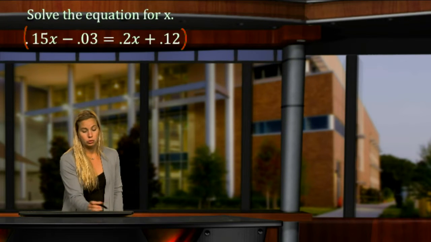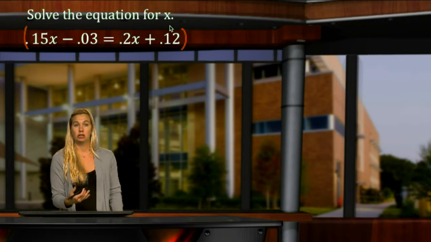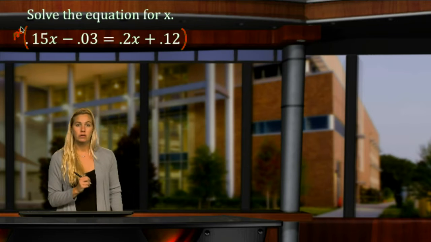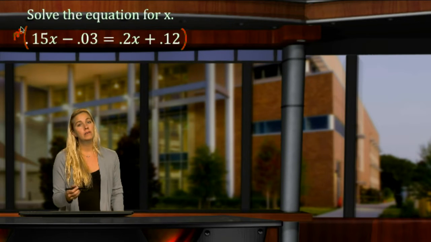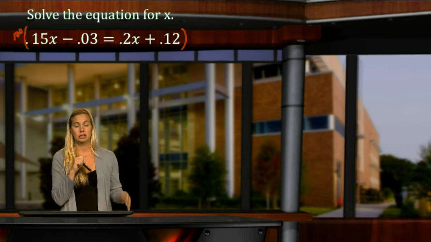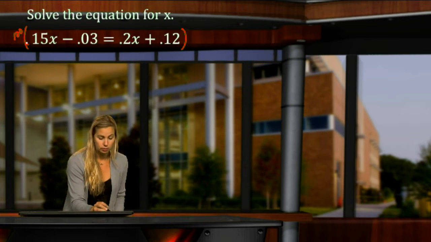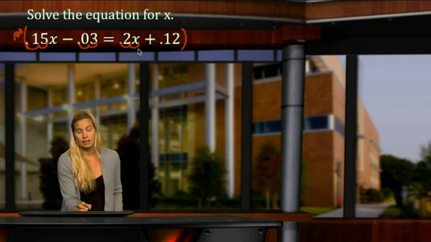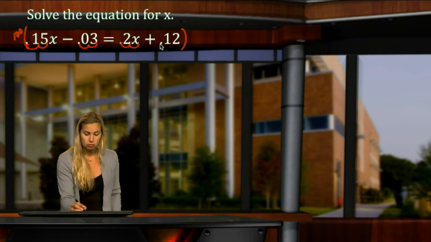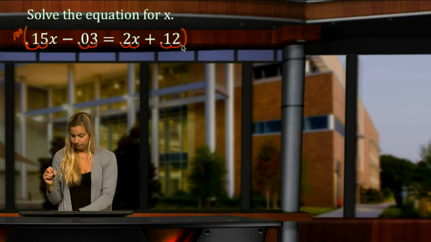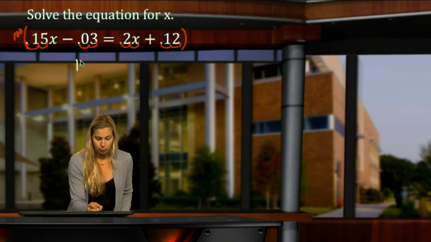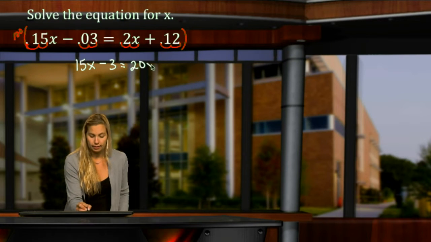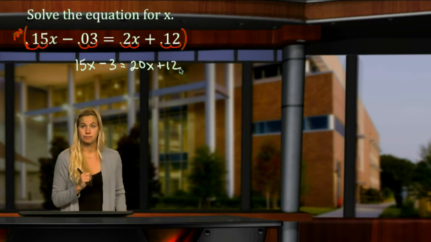Since we have two terms that have decimals to the hundredths place, we want to make sure that we multiply by 100. Multiplying through by 100 is going to take all of those decimals and move the decimal point 2 to the right. So this one's going to move 2 to the right. This one will move 2 to the right. This one's going to move 2 to the right, and that's going to actually add a 0. And then 2 to the right. So we end up with 15x minus 3 equals 20x plus 12.